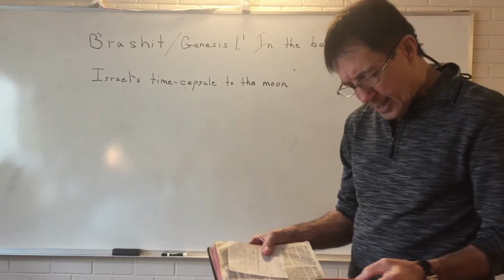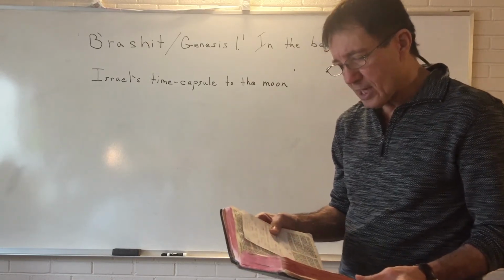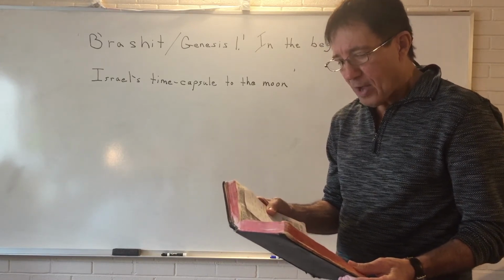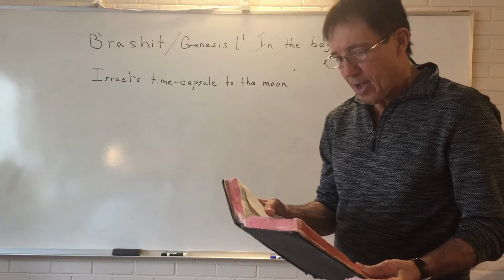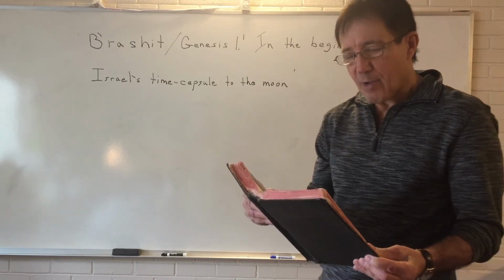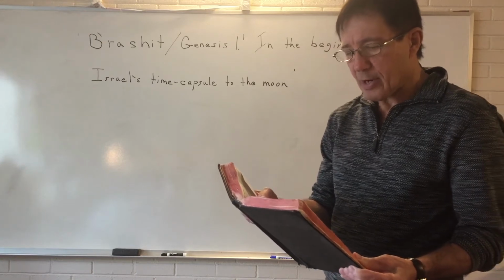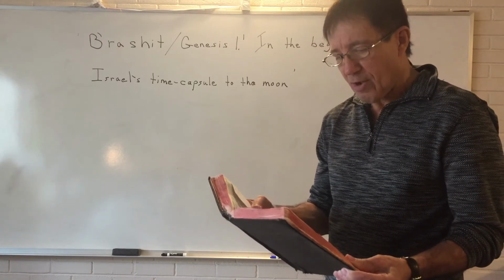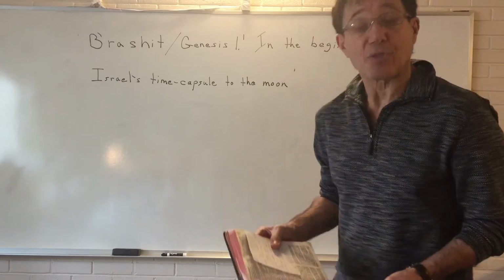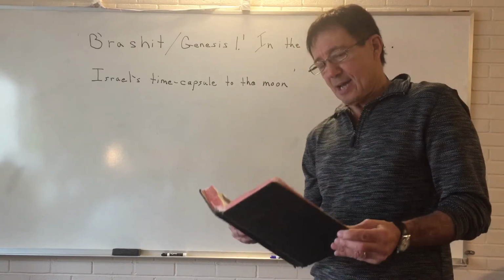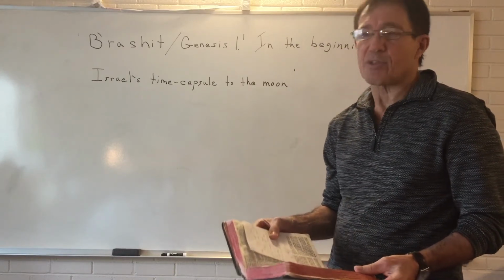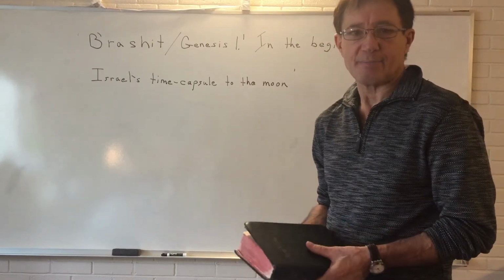How art thou cast down to the ground, which didst weaken the nations? For thou hast said in thy heart, I will ascend into heaven. I will exalt my throne above the stars of the Almighty. I will sit upon the mount of the congregation in the sides of the north. I will ascend above the heights of the clouds. I will be like the Most High. Yet thou shalt be brought down to hell, the sides of the pit, Gehenna.